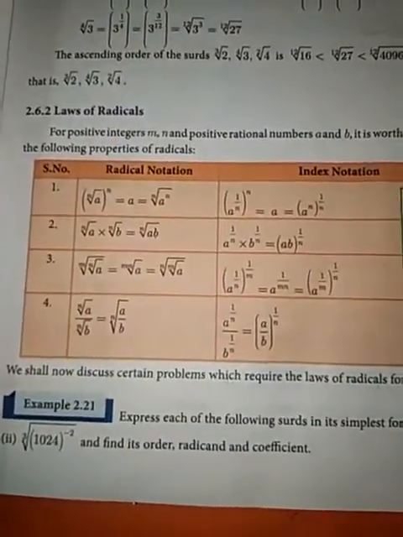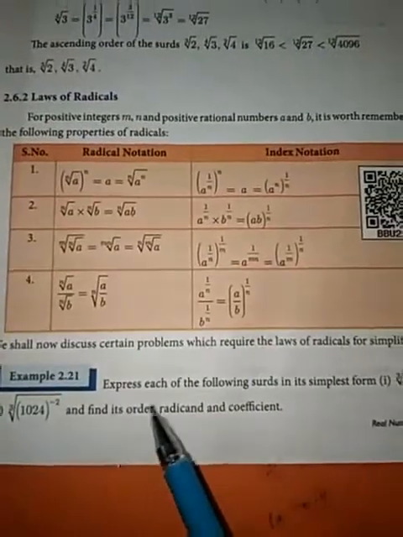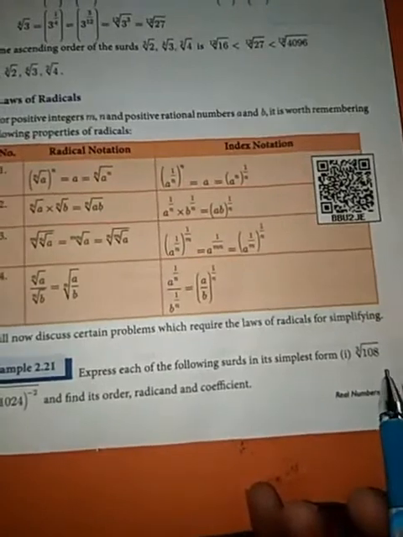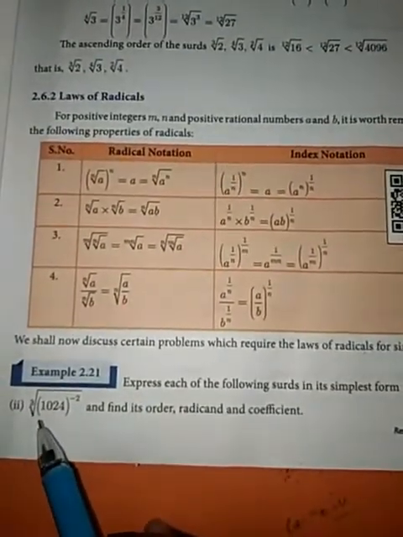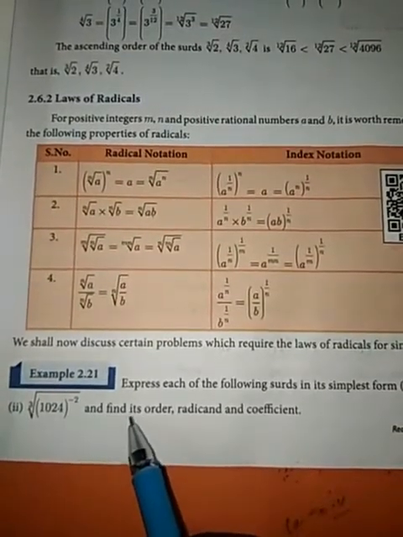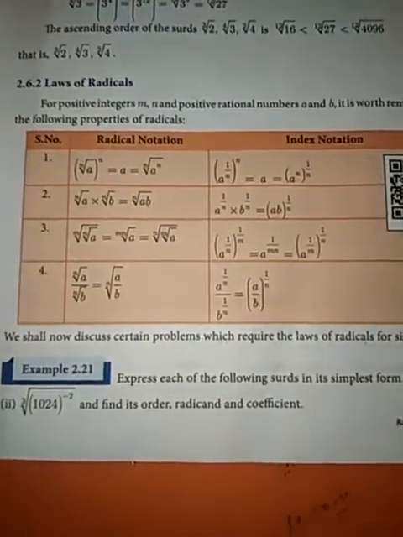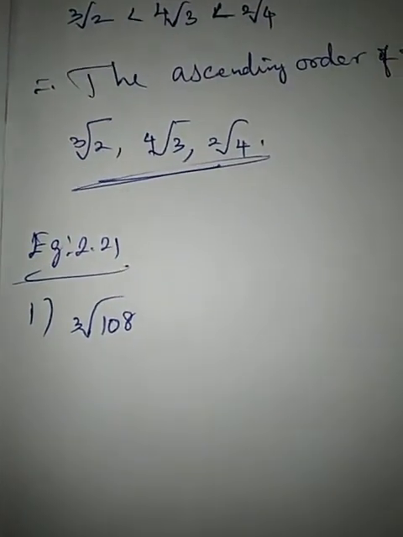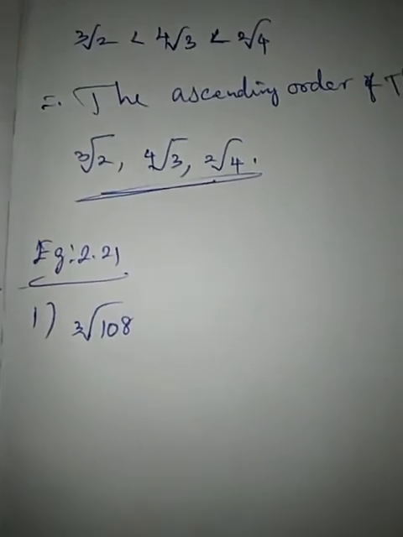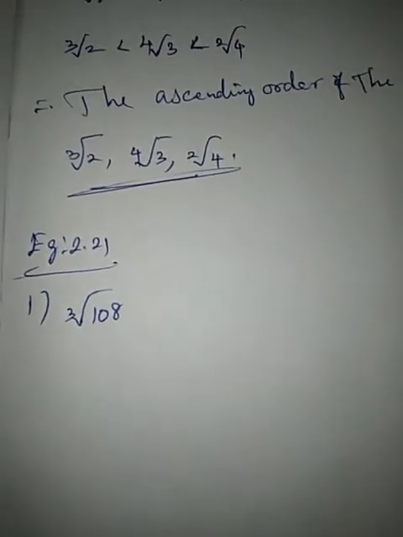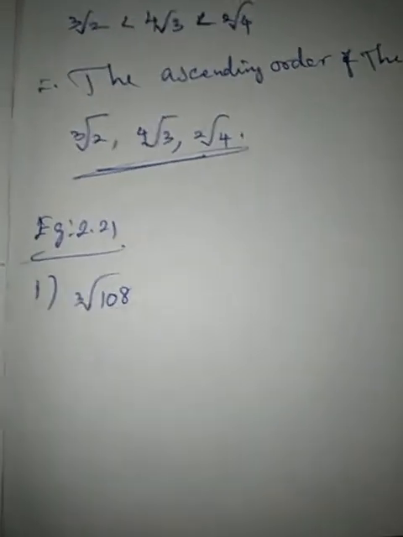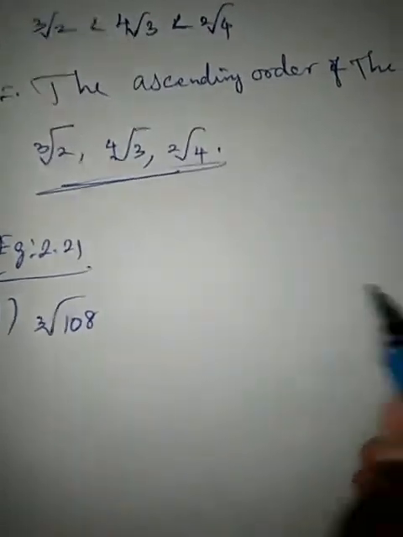Next we are going to see the sum. Example 2.21. Express each of the following surds in its simplest form: cube root of 108, and the second one cube root of 1024 whole power minus 2, and find its order, radicand and coefficient. So we want to find the simplest form of the cube root of 108 and find its order, coefficient and radicand.